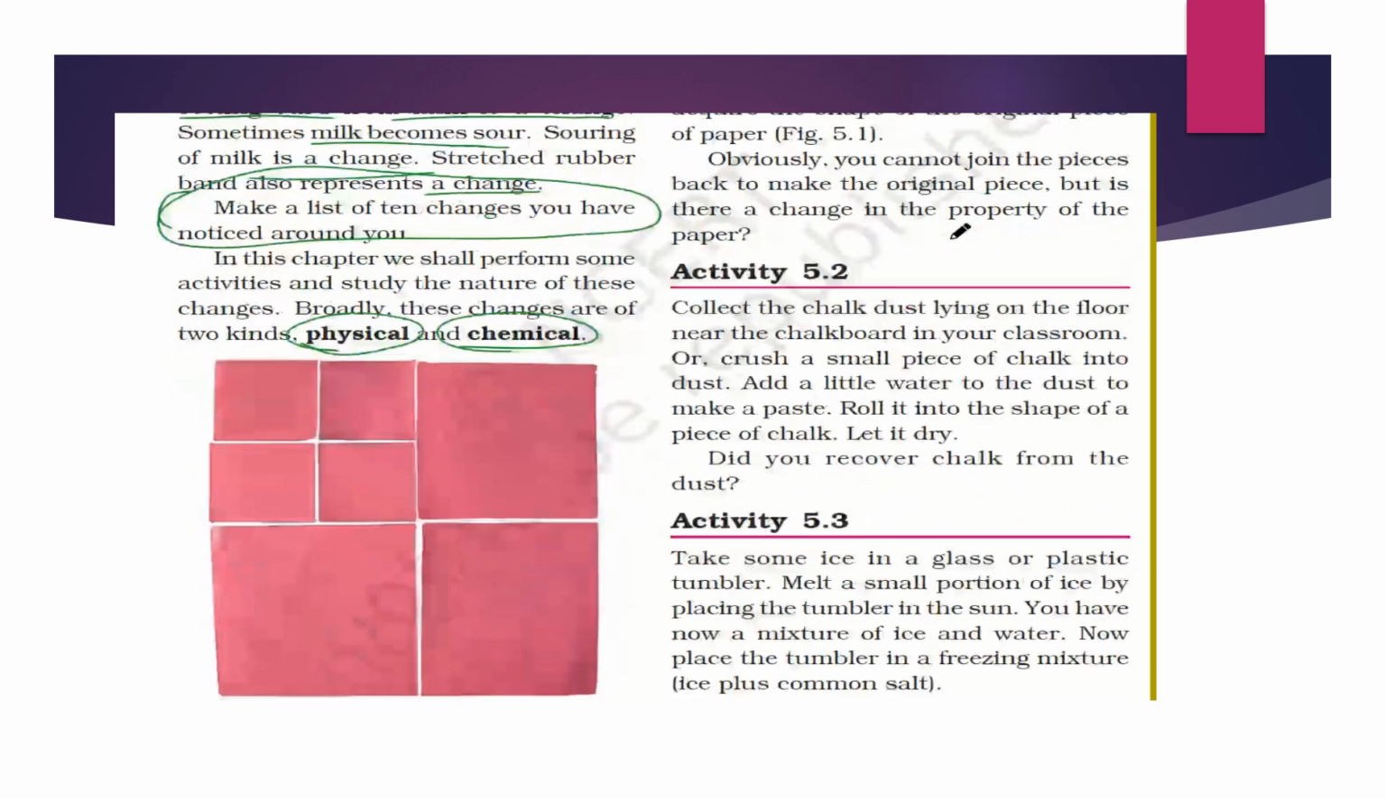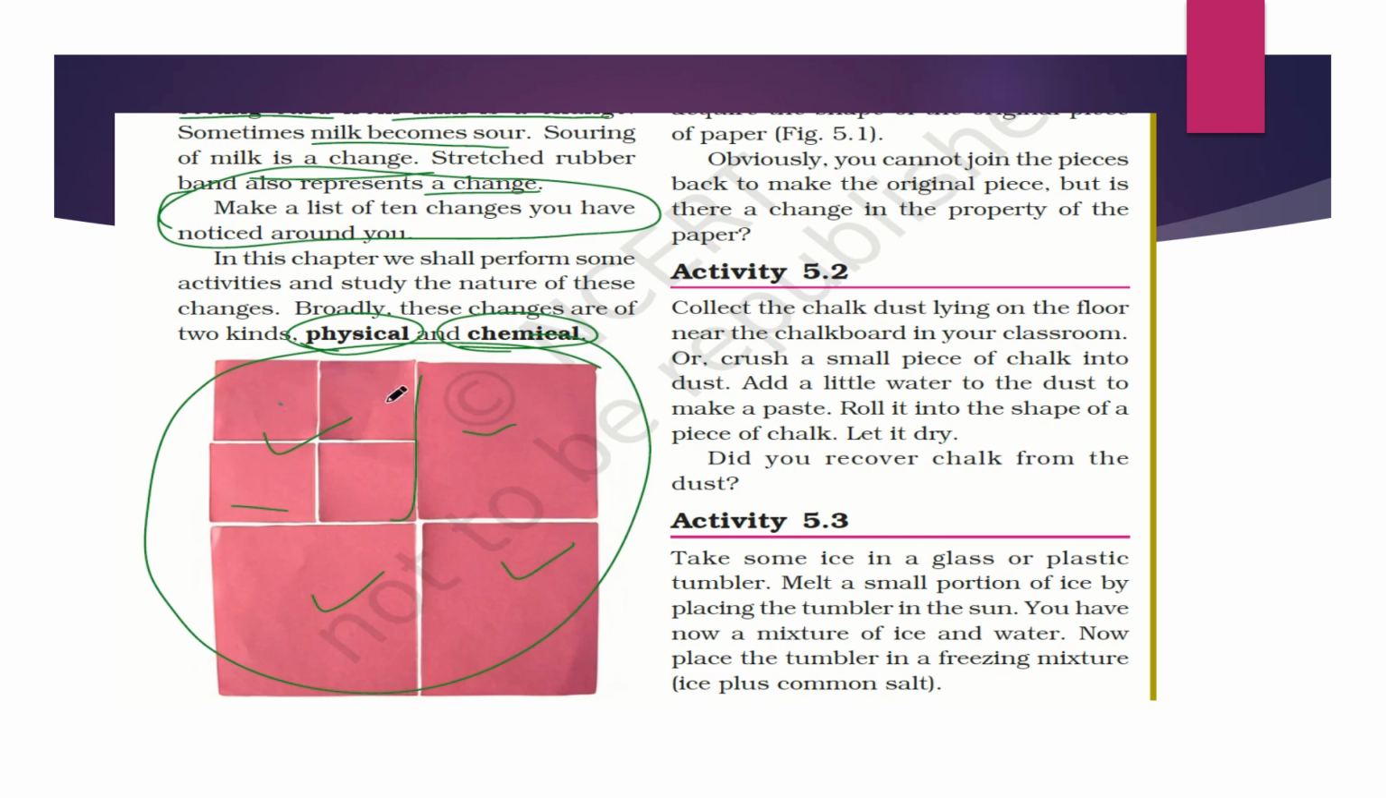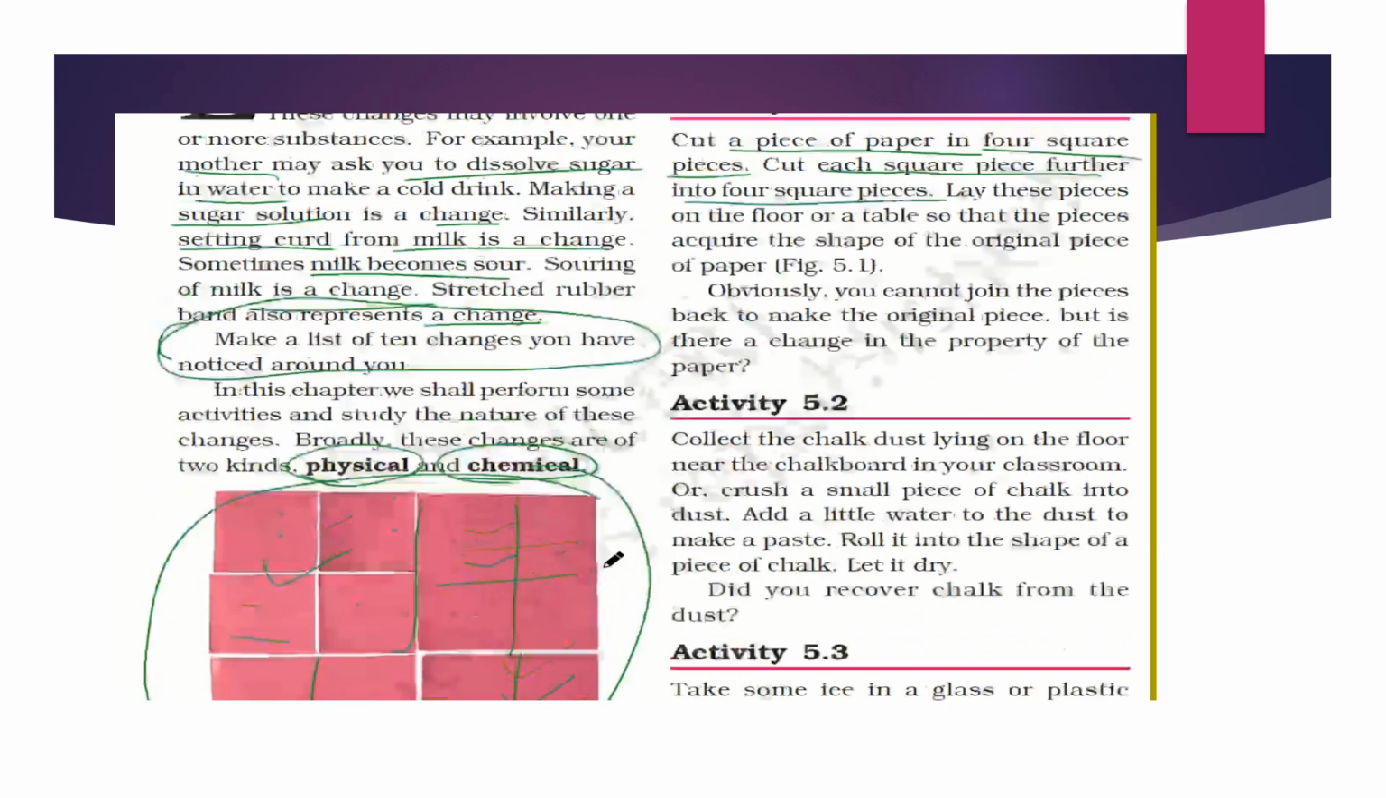Now, see, this is what has happened. We are taking a paper, dividing it into 4 pieces. Then we are dividing each square again into 4 pieces. Like that, we are dividing all of them again into 4 square pieces. And we are laying the pieces on the floor or a table so that all the pieces acquire the shape of the original piece of paper.